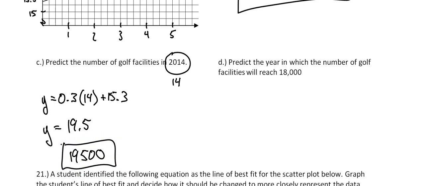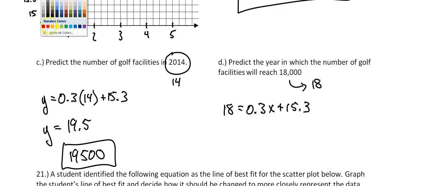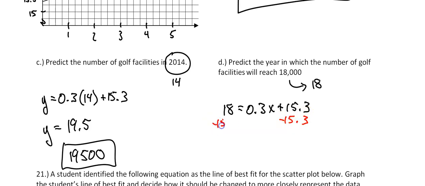So a little bit of interpretation. This one says to predict the year in which the number of golf facilities will reach 18,000. Think about it, that means my y value would be 18 because the graph is scaled a little bit differently. So now I do 18 equals 0.3x plus 15.3. Now I'm going to solve this for x. In the previous example, I plugged a value in for x. Now I'm plugging a value in for y. So it's all about the interpretation of this.